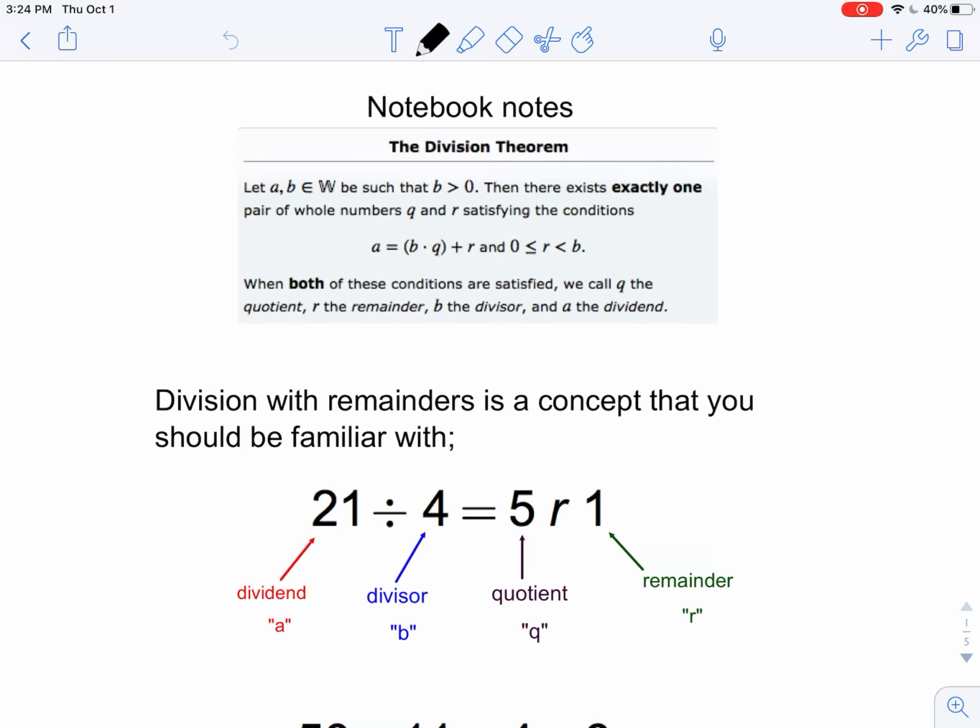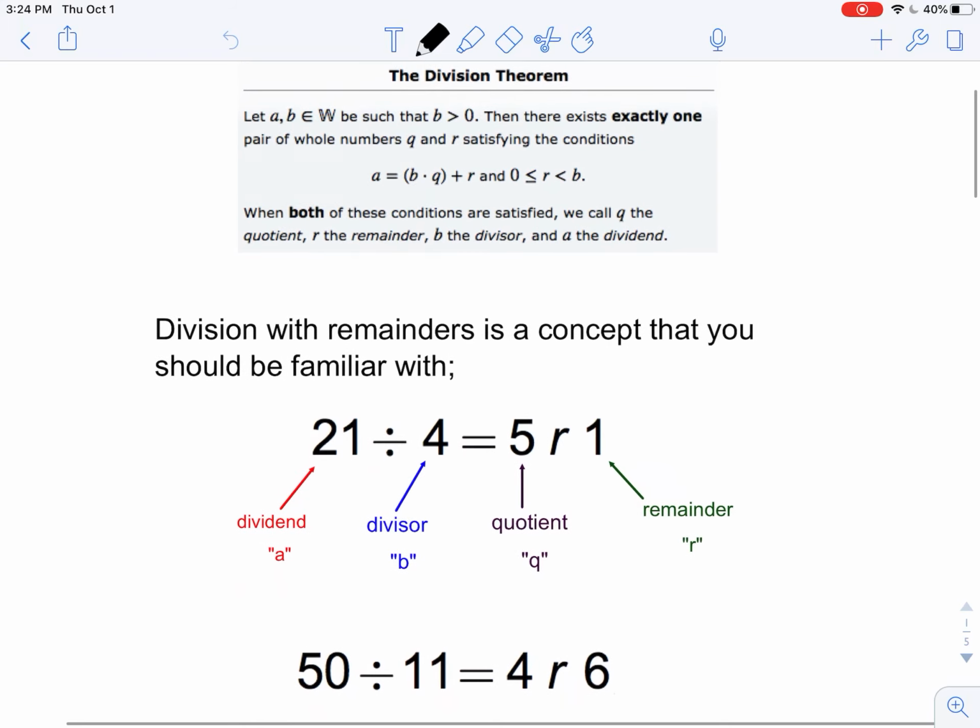Today I want to talk about the division theorem. It seems simple enough. As you can see, it's just simply a relationship of... think about division with remainders like you learned back in elementary school. If you can get into that mind frame, this is going to be relatively simple to see.